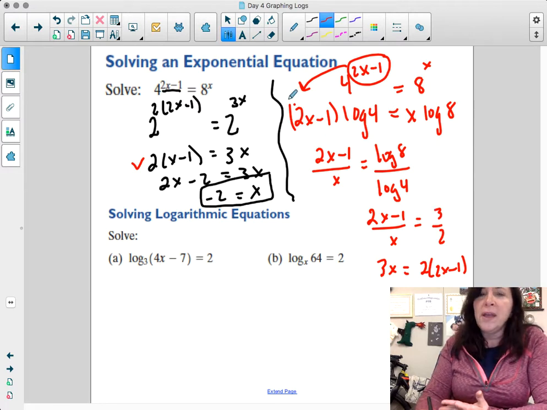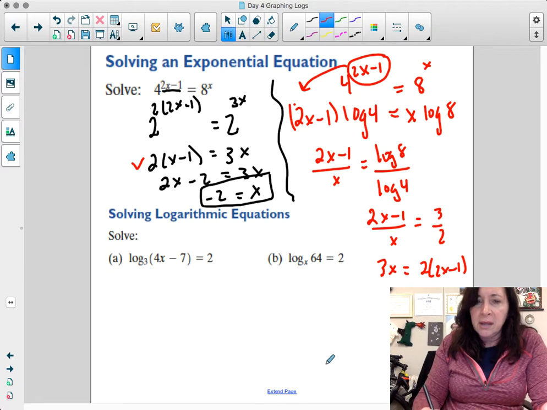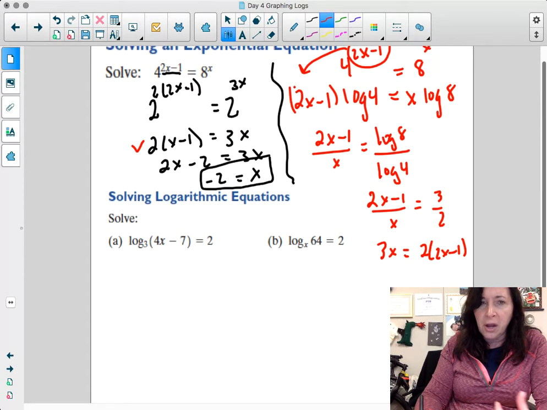So there are two ways to solve this. Of course, this side on the right is a little bit longer, but it still is a way to solve the problem if you choose to log both sides.